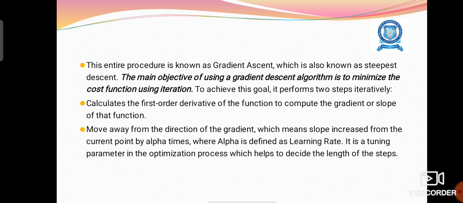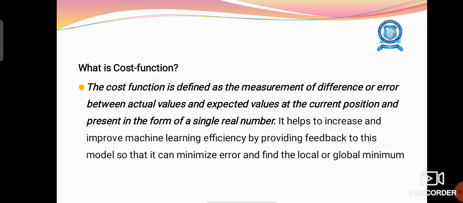The main objective of using a gradient descent algorithm is to minimize the cost function using iteration. It calculates the first order derivative of the function to compute the gradient or slope of the function. Move away from the direction of the gradient, which means the slope increases from the current point by alpha times, where alpha is defined as the learning rate. It is a tuning parameter in the optimization process which helps to decide the length of the steps. Cost function is defined as the measurement of difference or error between actual values and expected values at the current position, presented in the form of a single real number.